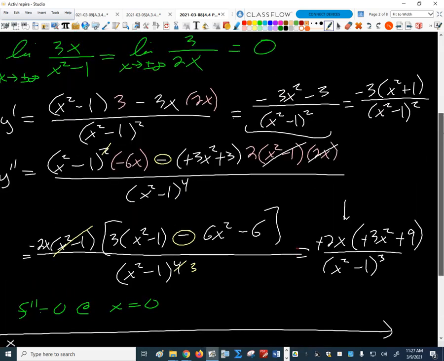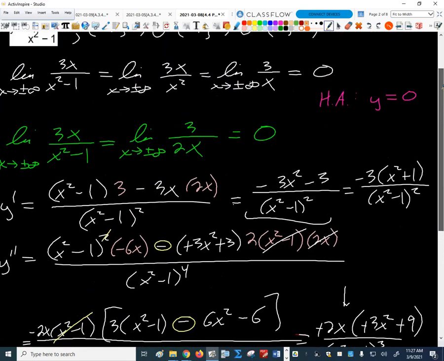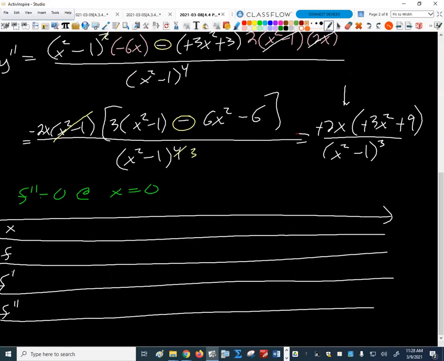Okay, so we had positive 1 and −1 as our vertical asymptotes, right? Those are values where the function is undefined. So these are vertical asymptotes. We can just put a line down there. So we know those are vertical asymptotes. We had a 0 of the second derivative at 0.